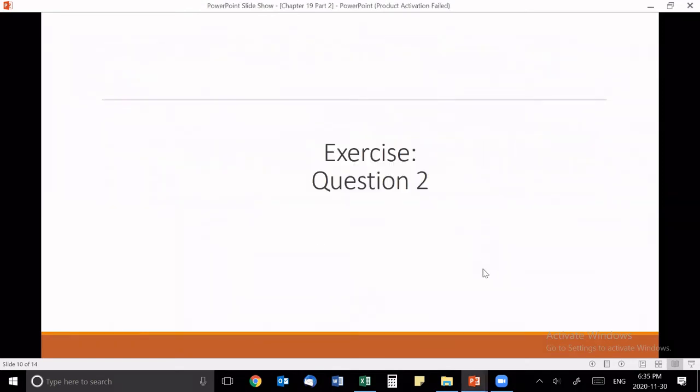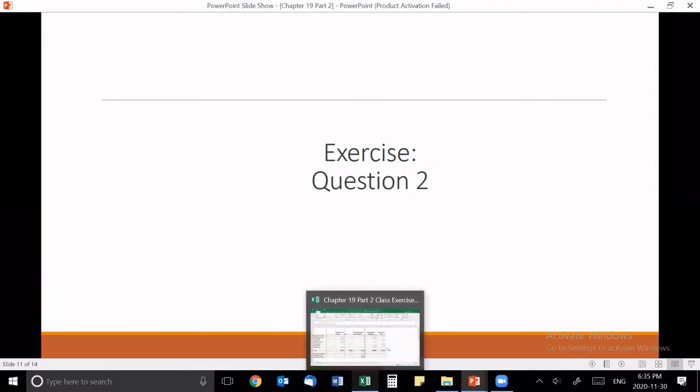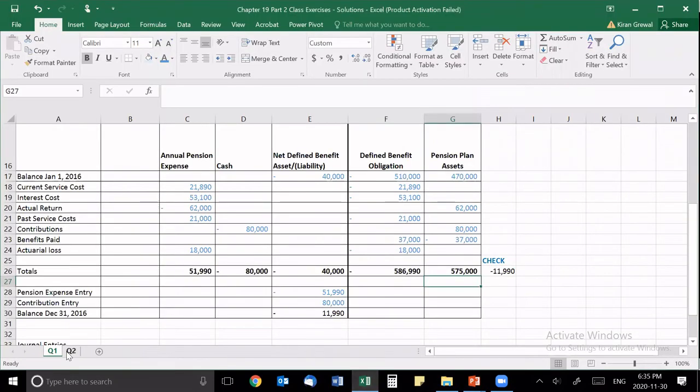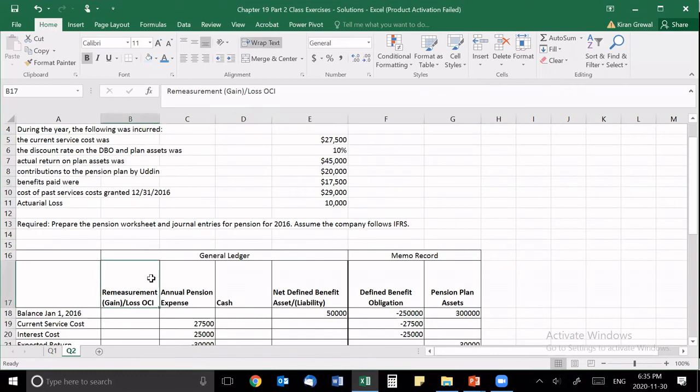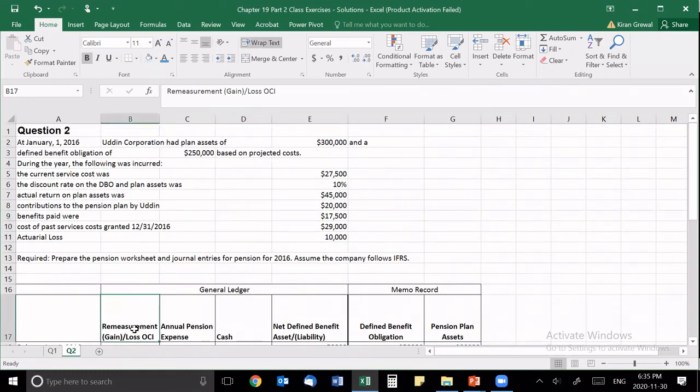All right, so let's try practicing that. Let's go to question number 2 on your worksheet. Okay, so go into the second tab, question number 2. I would recommend that you pause this video now and do this question on your own now that you know how to do the worksheet. So one thing that we're going to add to the worksheet is a column here for our gains and losses. So it can be called remeasurement, or it could be called OCI. So remeasurement gain or loss, or OCI.